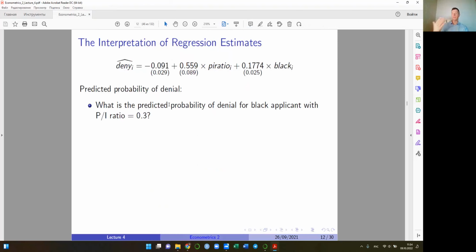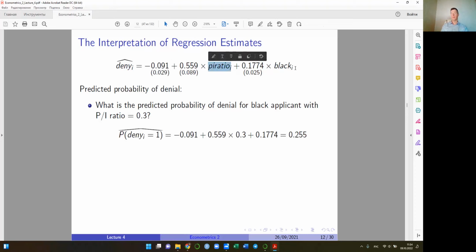So now let's fix PI ratio at a given level, for example 0.3, and compare the probability of a denial for a non-black person and for a black applicant. For a black applicant, we plug in PI ratio 0.3 here, and black as a binary variable 1 is here. So basically the intercept of the model changes. We have a 25.5% probability that a black person with PI ratio of 0.3 will not be granted a mortgage.